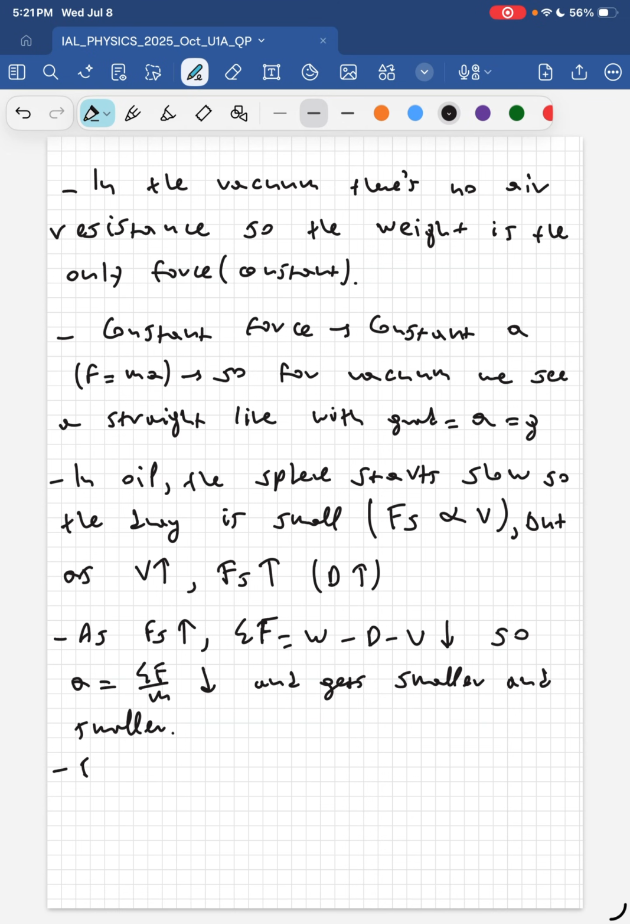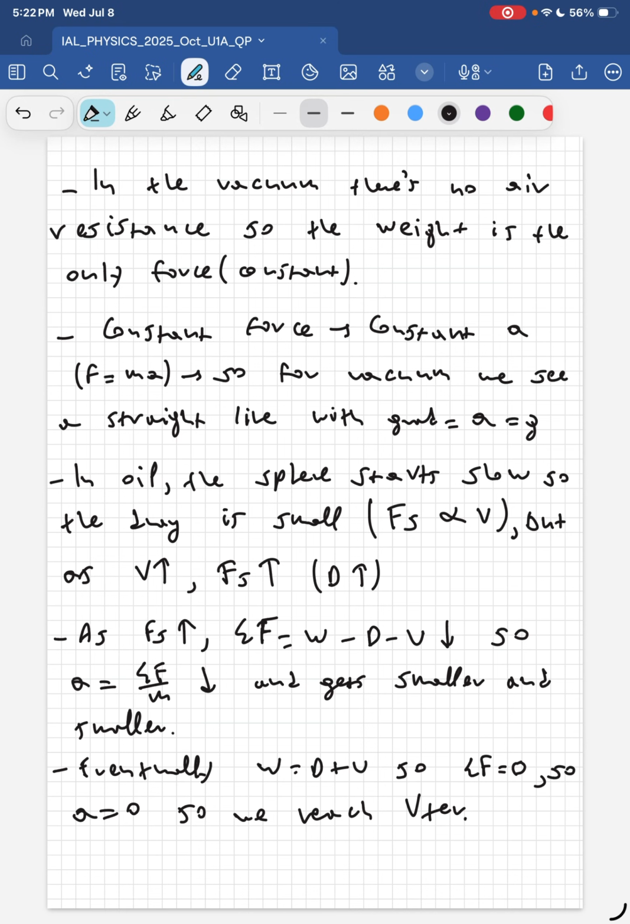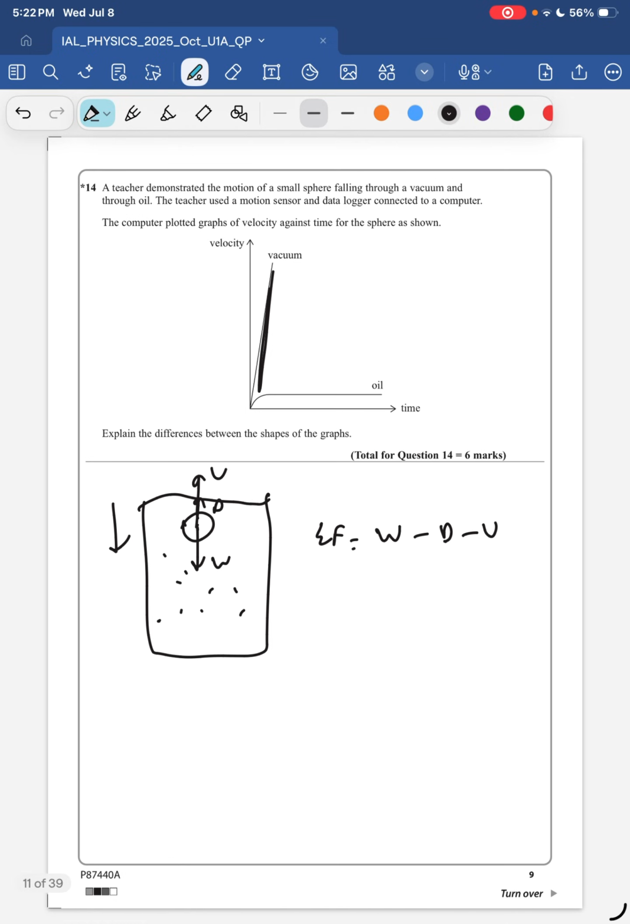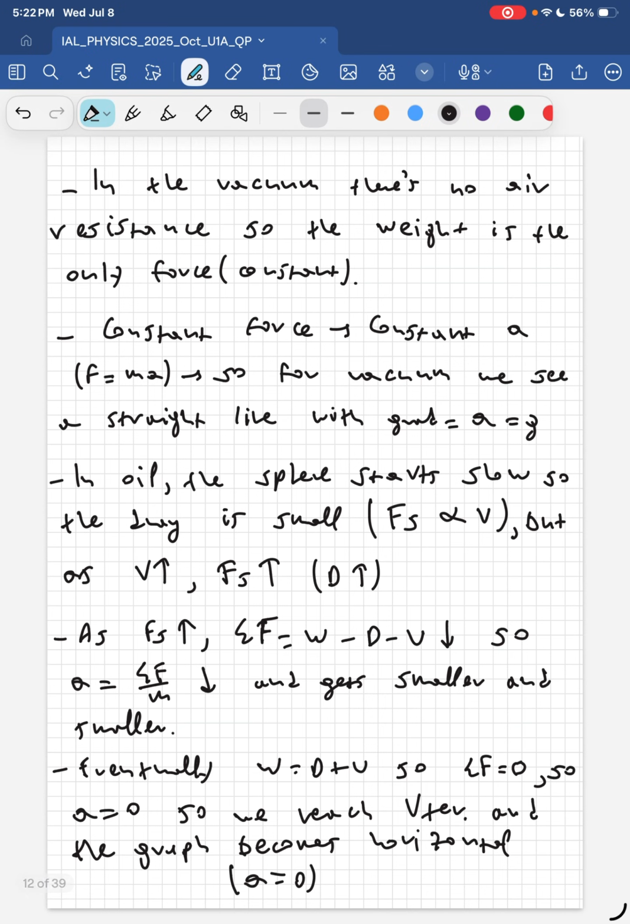Okay, eventually the weight becomes equal to the drag plus the upthrust, so the sum of all forces is 0, so the acceleration is 0, so we reach terminal velocity, okay, and the graph becomes horizontal, denoting that the acceleration is 0, okay. And that's the answer. I hope it's clear, but you can see that we get a straight line, which means that we reach a terminal velocity and there is no more acceleration acting on the ball.